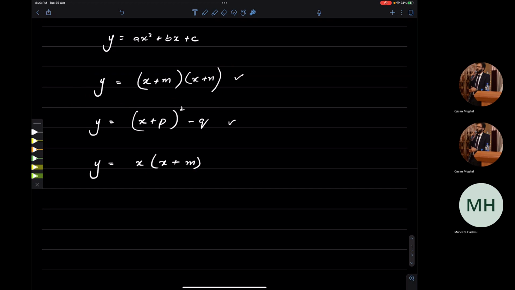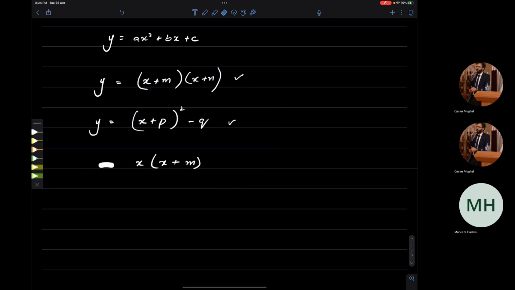The only difference is over here, this factor has a plus m. Something is being added into the x of the first factor. Over here, there is also something being added into the x of the second factor. Over here, you don't see anything being added into the x of the first factor, but you can rewrite it, just for understanding purposes, as x plus 0 times x plus m, which is eventually going to look like this one. Okay?